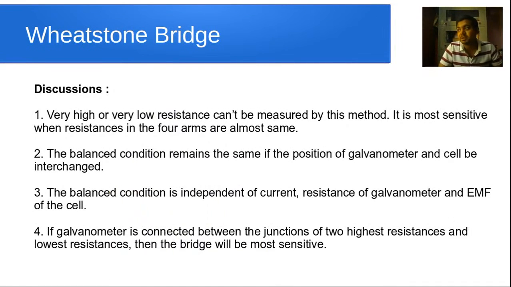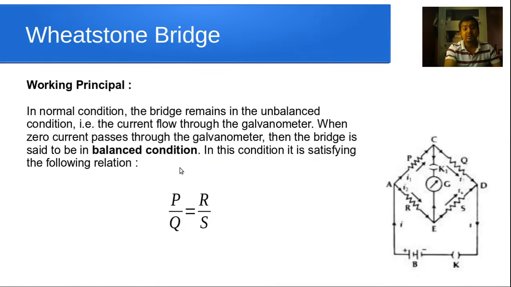How can a Wheatstone Bridge work properly or in a very sensitive way? Very high or very low resistance cannot be measured by this method. Okay, so first of all, one can think that if I know P, Q and R, I can measure S from the balance equation. We can measure unknown S from the balance equation. That is wrong if P, Q and R are very high resistance or very low resistance.